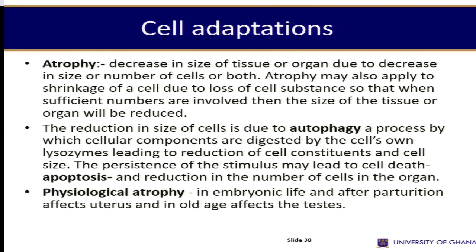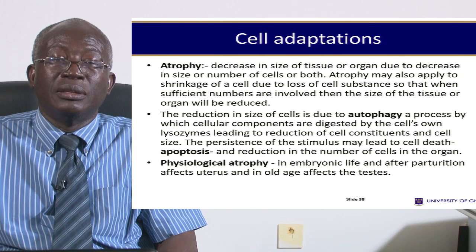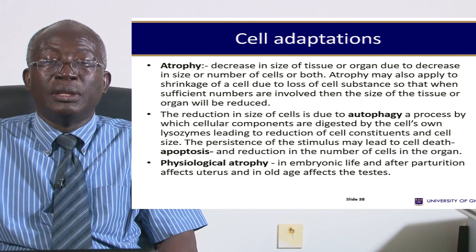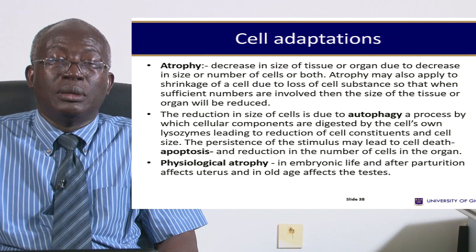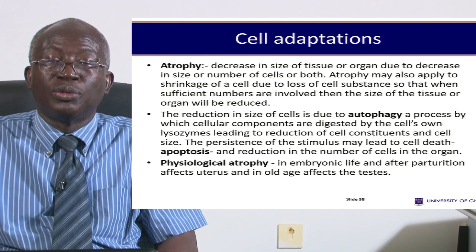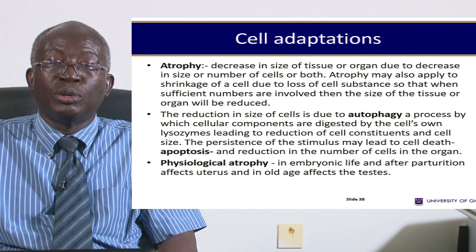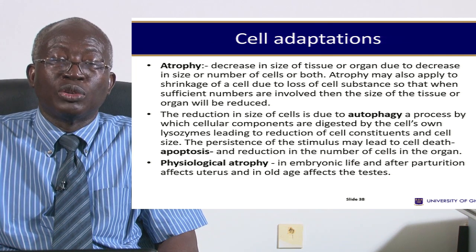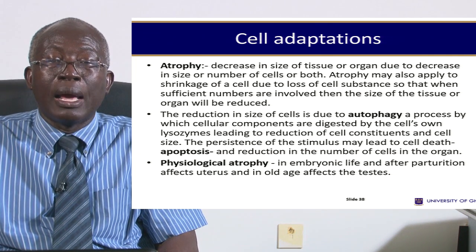And then the cells may also die to reduce the number. That type of death is by apoptosis. And this may occur either as physiologic atrophy. The classic example is when, after the birth of a child, the uterus of the mother becomes smaller.